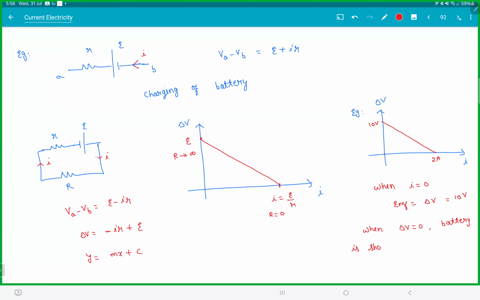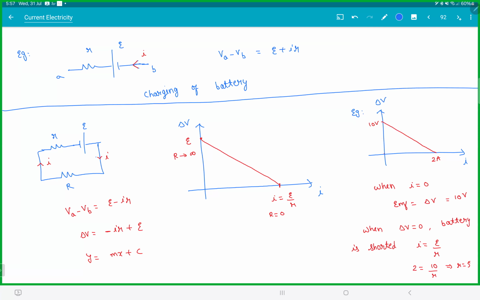You can't short an ideal battery. You will get sparks and there will be infinite energy flow. Technically, theoretically, not possible. Current here will be E by r. So this is 2 ampere, this is 10 by r, so r is 5 ohms. This was a Mains question. Have a look at this. So that is a little about a non-ideal battery. A non-ideal battery comes with a resistance and the voltage doesn't remain constant. It depends on the current. Clear?